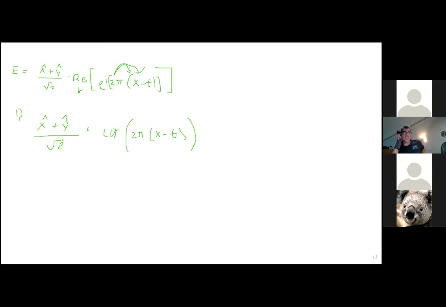But the form that you have it in right now is actually kind of nice for figuring out where the peaks are, because the cosine function has a peak whenever its input is 2 pi, 4 pi, 6 pi, etc. So it just really comes down to the question of whether x minus t is an integer or not.